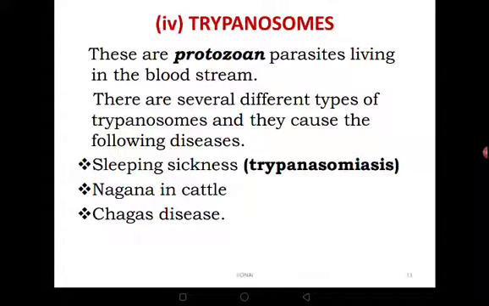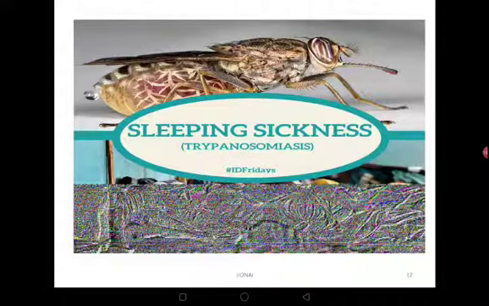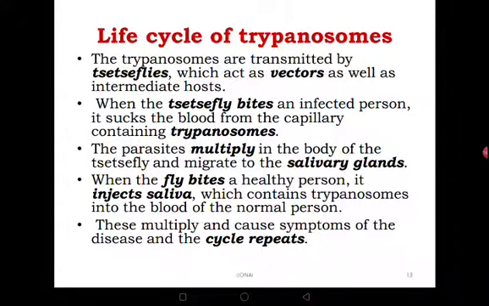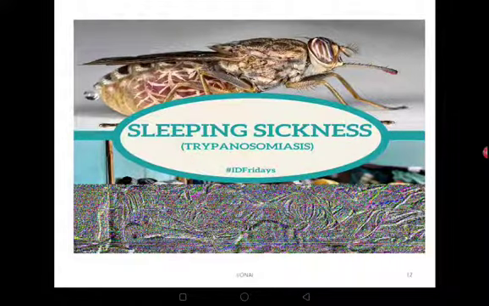So Chagas is just another form of sleeping sickness, but it is caused by another species of Trypanosoma called Trypanosoma cruzi. And then the sleeping sickness of Africa and Madagascar is caused by Trypanosoma mansoni. So great. We have sleeping sickness caused by that member there.